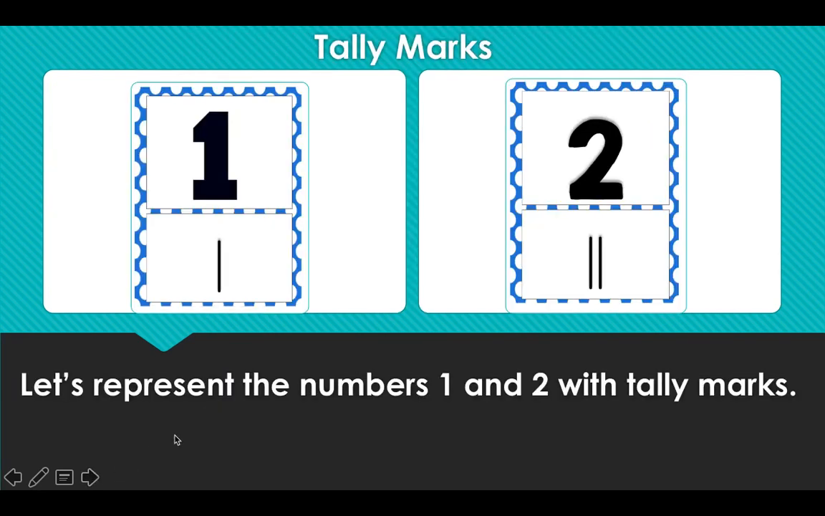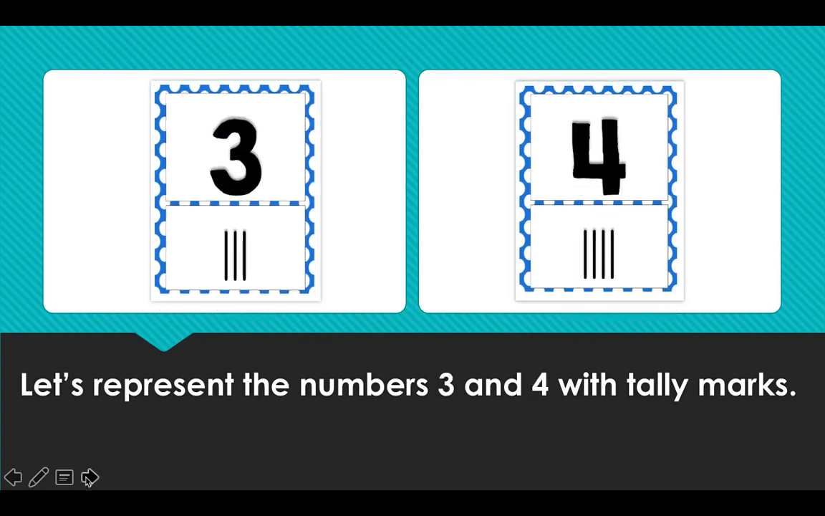Let's represent the numbers 1 and 2 with tally marks. So like we learned before, the number 1 is represented with 1 dash. The number 2 is represented with 2 tally marks or 2 dashes. Let's represent the numbers 3 and 4 with tally marks. For the number 3, we can draw 3 dashes or 3 tally marks to represent the number 3. And for the number 4, we can draw 1, 2, 3, 4 tally marks.